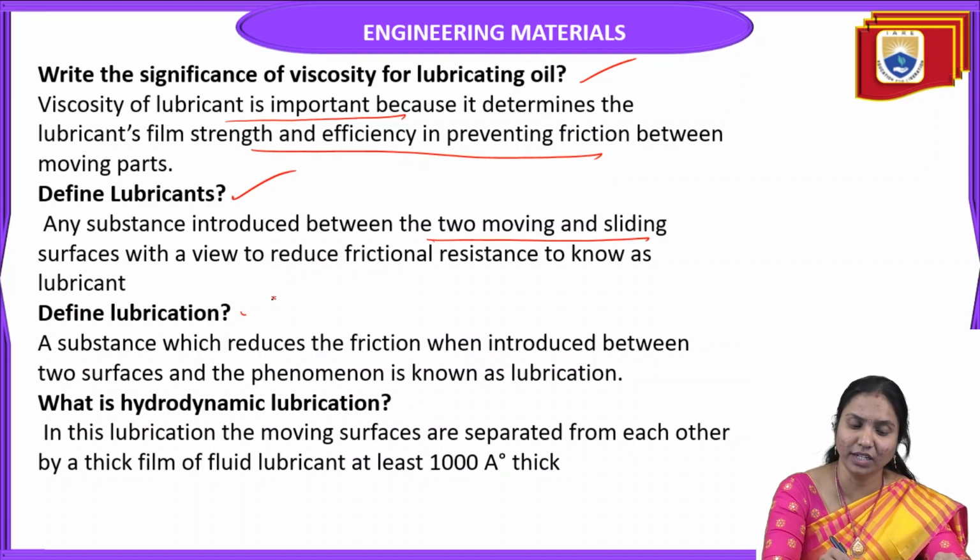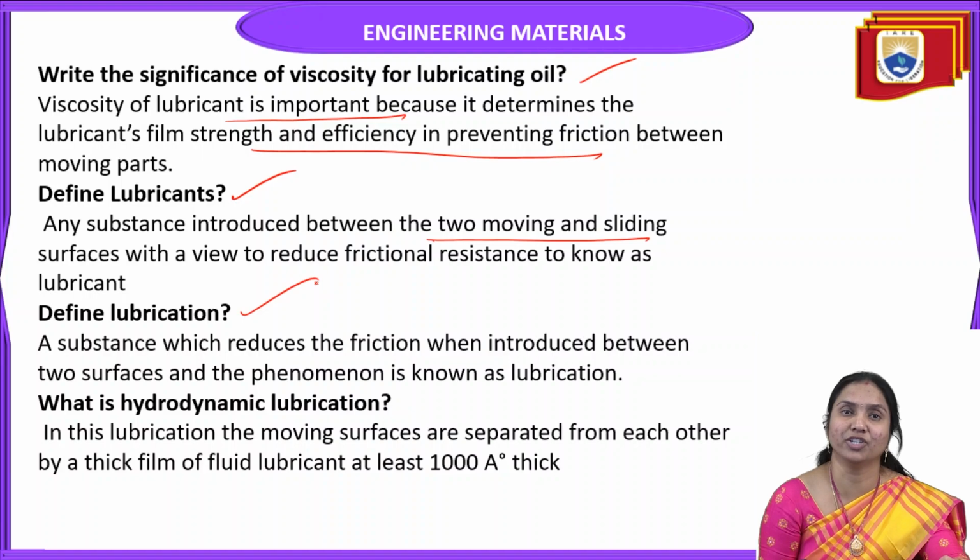Next question is, define lubrication. So a substance which reduces the friction when introduced between two moving surfaces, this process is called lubrication. So lubricant is a substance. When we apply this substance in between two moving surfaces, it reduces the friction. So this process is called lubrication.